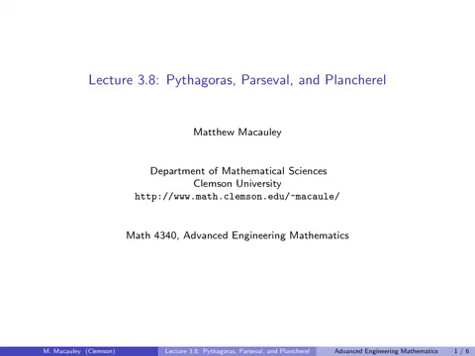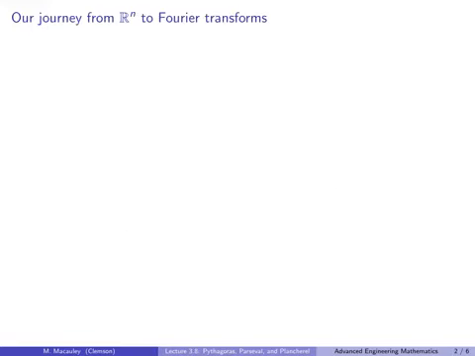Welcome to Lecture 3.8, Pythagoras, Parseval, and Plancherel. Let's take a few moments to summarize our journey from Rn, in the first few lectures, to Fourier transforms, where we are now. In the beginning of this class, we started with standard Euclidean space, Rn.